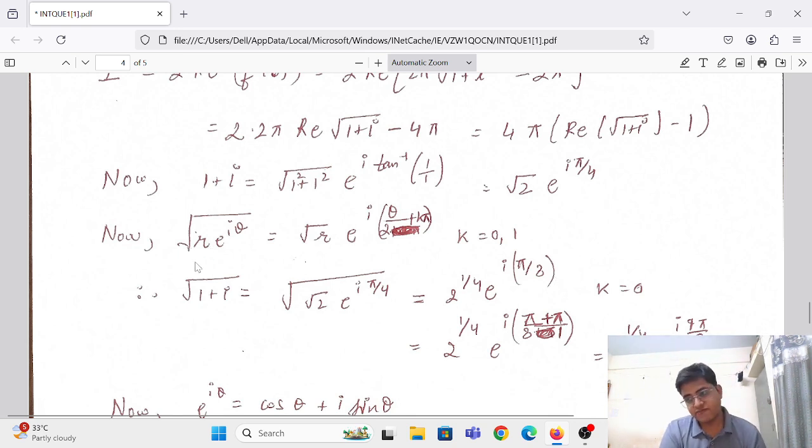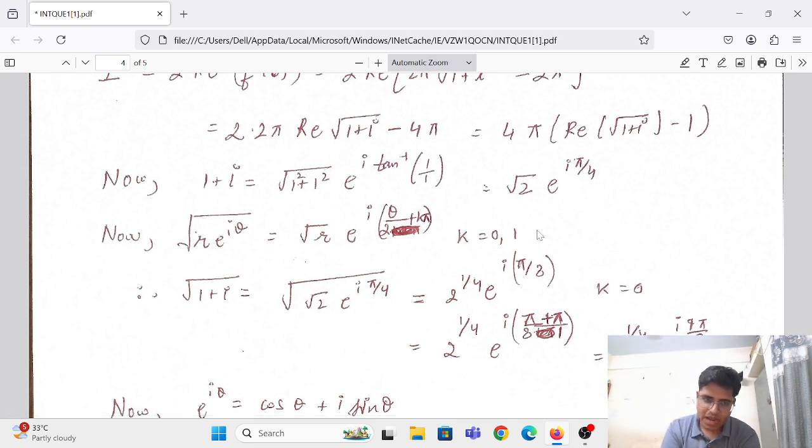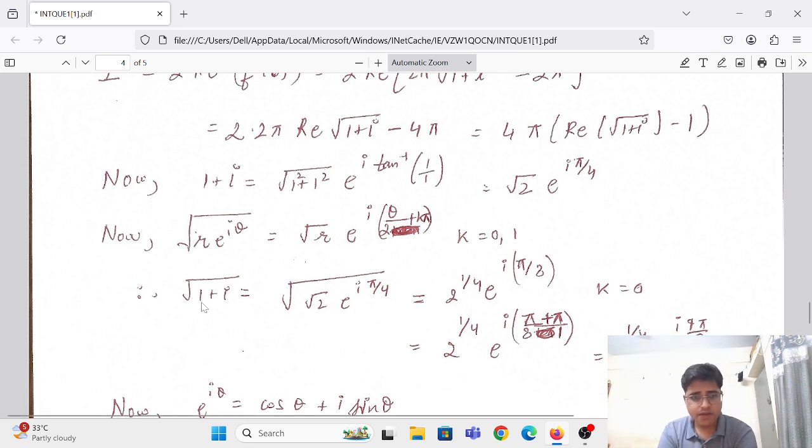Now, what is the root of a general polar representation of a complex number? It is √r e to the power iota (θ/2 + kπ), where k can either be 0 or 1. It's a standard result. Now, what would be the root of 1+iota? 1+iota in polar form is √2 e to the power iota π/4. So it would be 2 to the power 1/4 e to the power iota π/8 if k is 0, and 2 to the power 1/4 e to the power iota 9π/8 if k is 1.